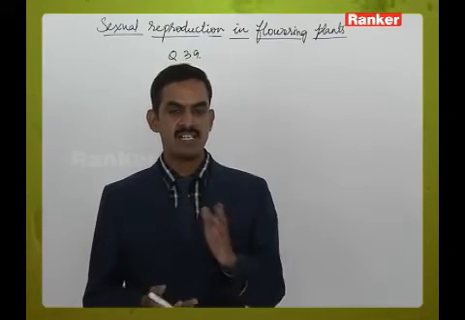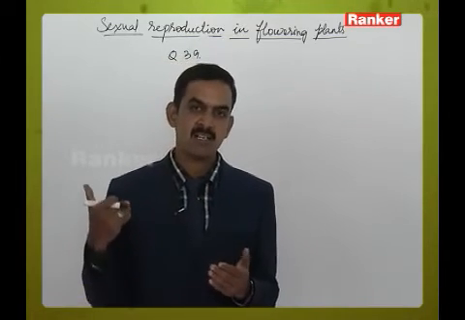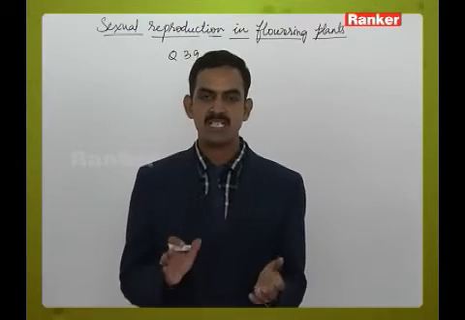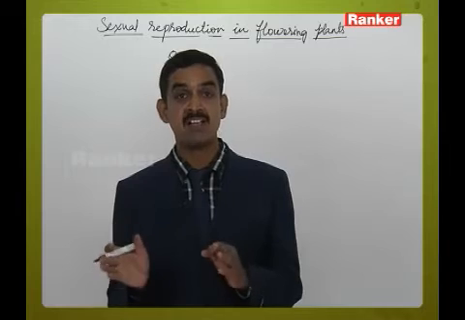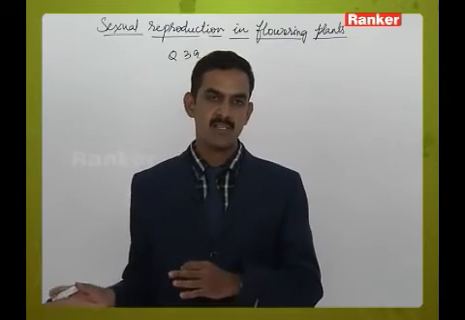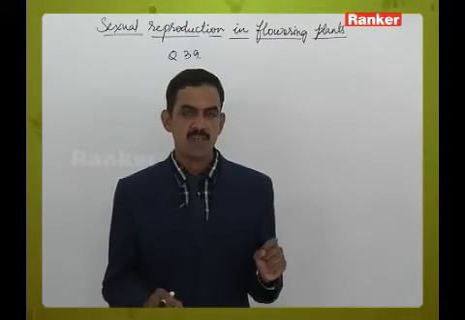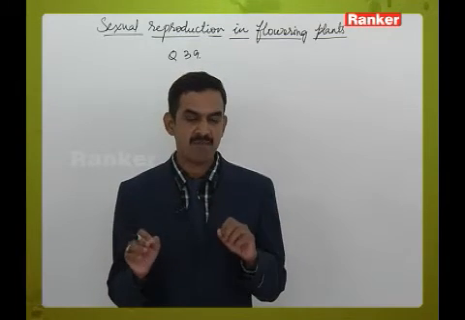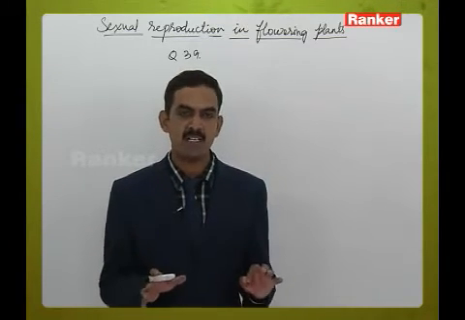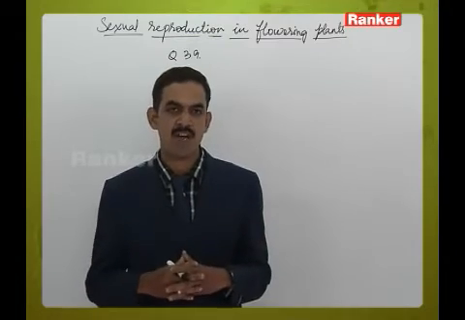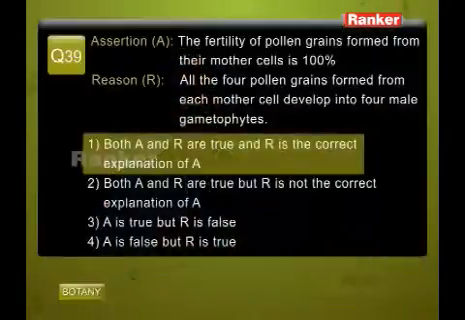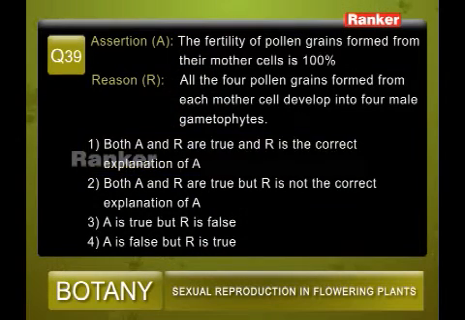Then coming to the reason. Already we explained why it is 100% fertile: all the 4 pollen grains formed from the pollen mother cell are fertile in nature, giving rise to male gametophytes. That means one pollen mother cell will give rise to 4 microspores or pollen grains, and each pollen grain will give rise to one male gametophyte. That means in total 4 male gametophytes are formed. So for question number 39, both A and R are correct and R explains A. Question number 39, the correct answer is 1.